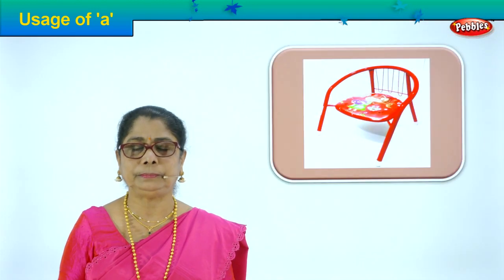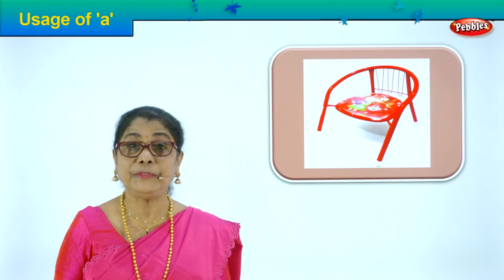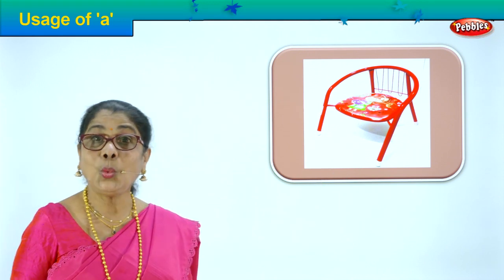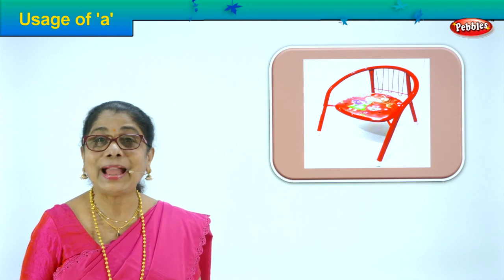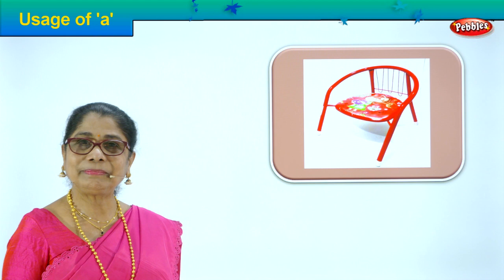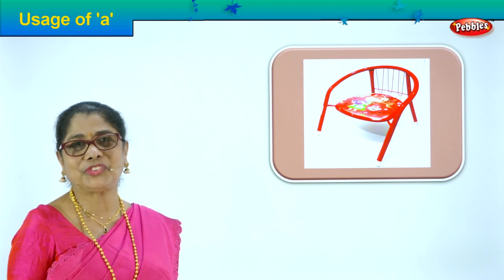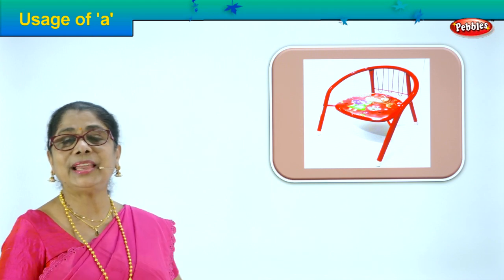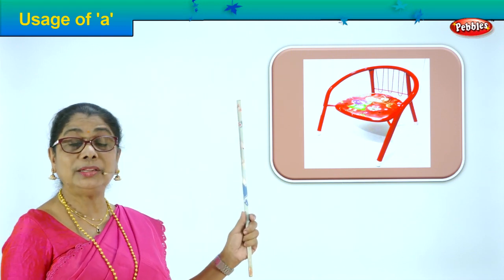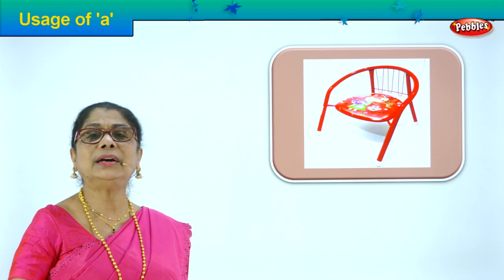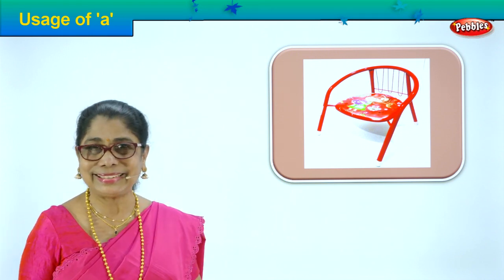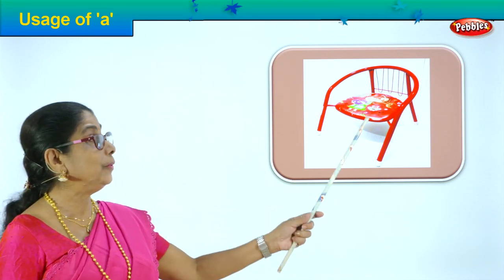What are we doing? Usage of a before any word. Look at this. What is it? A chair. Yes, this is a chair. Toy chair or baby's chair. So how do you spell chair? C-H-A-I-R, chair. Before the word chair, what do we use? A chair. Yes? The usage of a before the word.